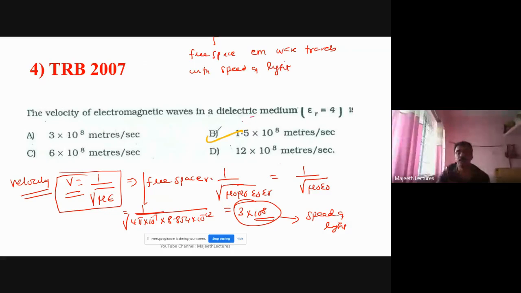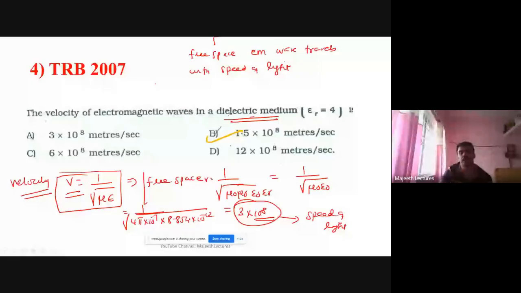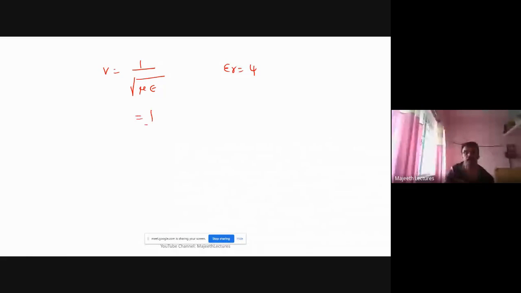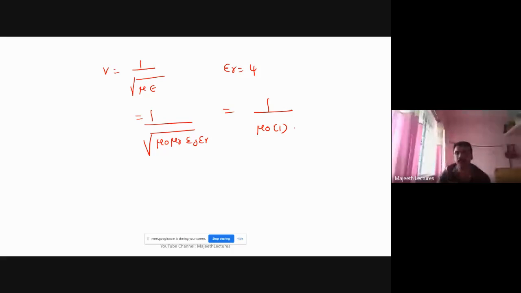Now the question is the velocity of the EM wave in a dielectric medium. So the medium is not free space, it is a dielectric medium. So what we have to do? We know V is equal to 1 by root of mu epsilon. What they have given? Epsilon r is equal to 4. So I change mu is equal to mu naught mu r, epsilon is equal to epsilon naught epsilon r. 1 by mu naught we know, keep as it is. Mu r is not given, so make it as 1. And epsilon naught we know, keep it as is. Epsilon r is 4.